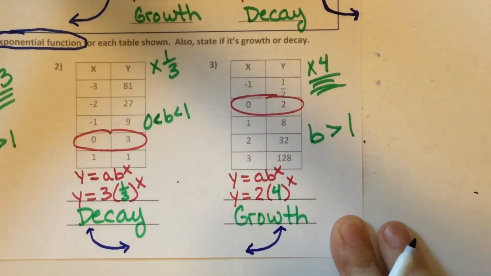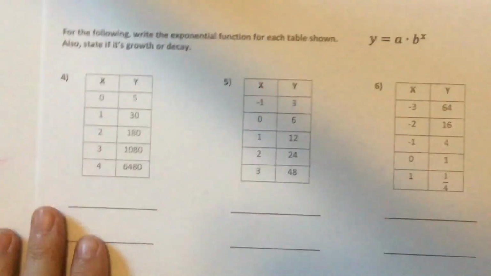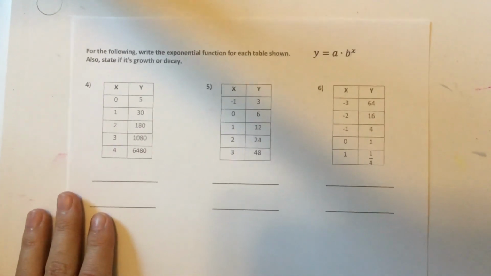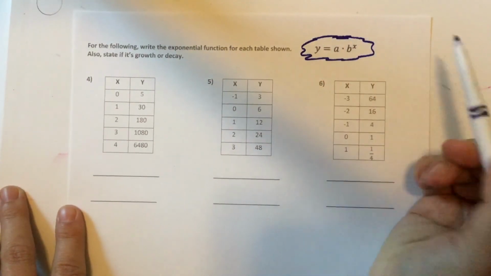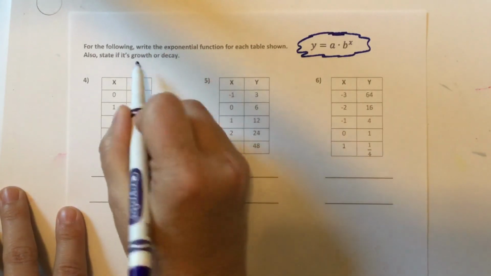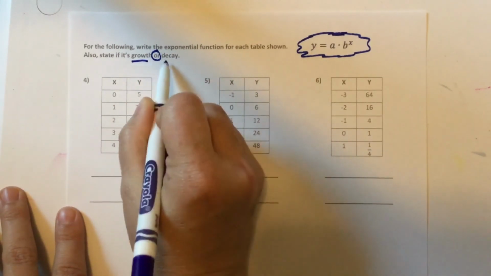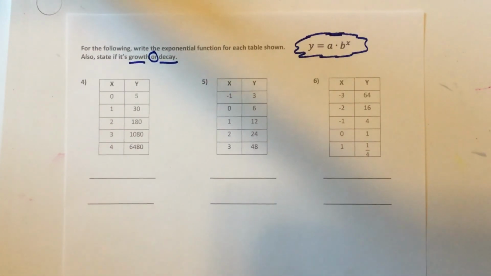Okay, so your task for me is to do number 4, 5, and 6, and you're going to do what I just did. You're going to write your equation of the form y equals ab to the x, and then you're going to tell me if it's growth or if it's decay. And then when you're done, take a picture of your work and post it to Canvas.